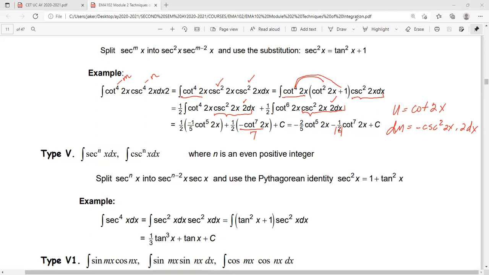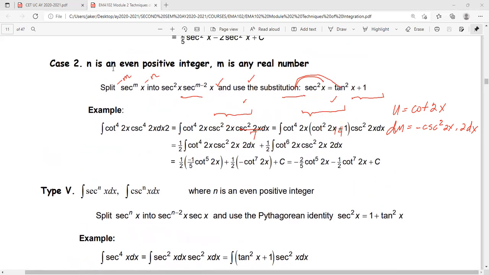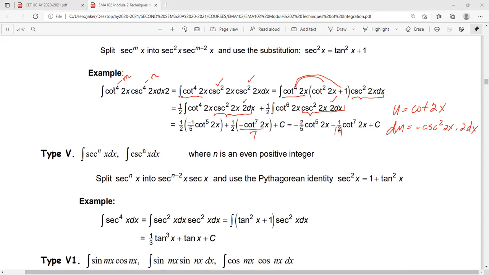Now in here, the requirement is this. N is even and positive. M is any real number. Go back. This is your M, which is any real number. And this is your N, which should be, so this is the limiting condition here, which should be positive and even because you need to split it. You need to set aside the cosecant squared of 2x in here for the derivative of the cotangent. There shouldn't be any 2, by the way, in here.